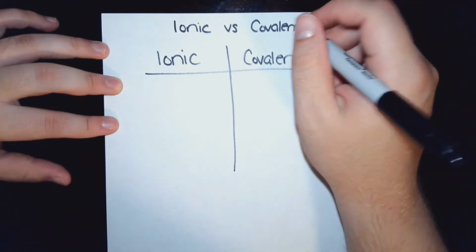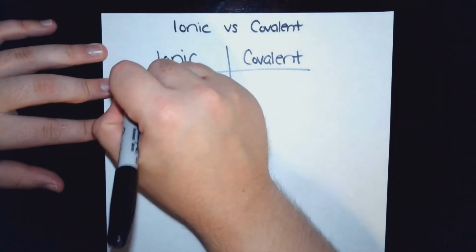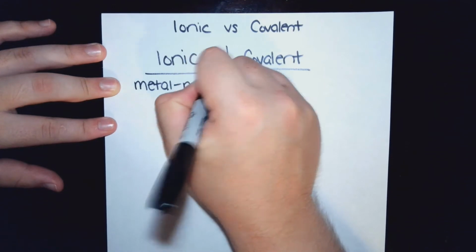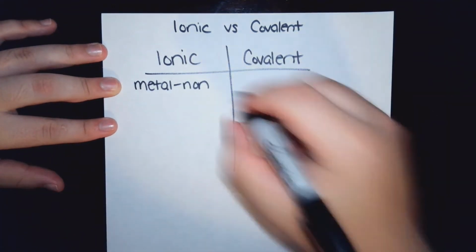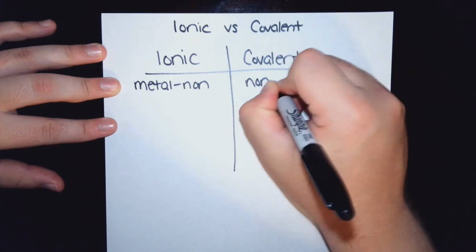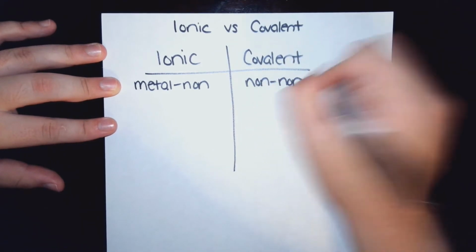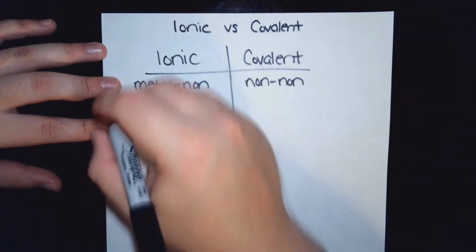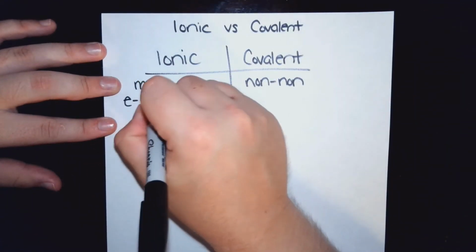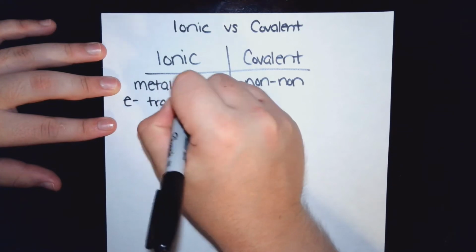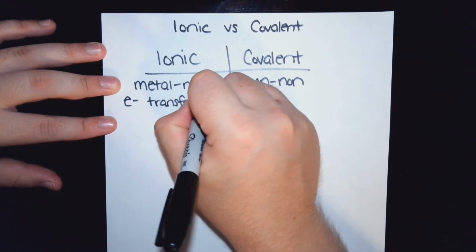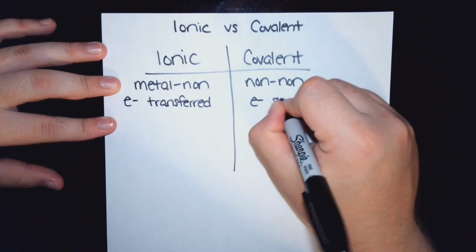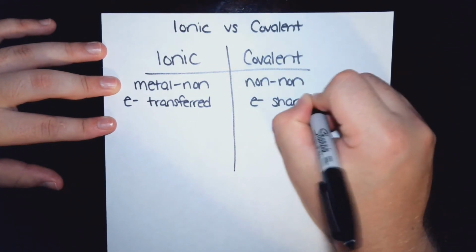As mentioned previously, ionic compounds are between metals and nonmetals, and covalent compounds are only between nonmetals, so they're between two or more nonmetals. In an ionic compound, electrons are thought of as being transferred, and I'll explain what that means in a moment. In covalent compounds, electrons are shared. So what do I mean?